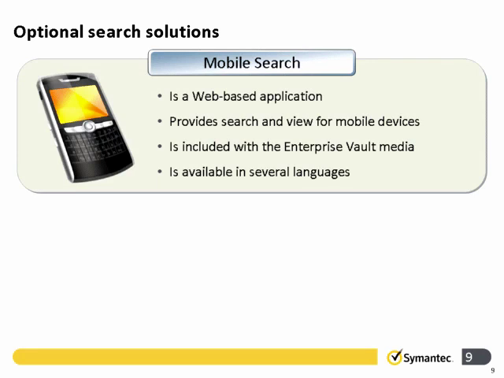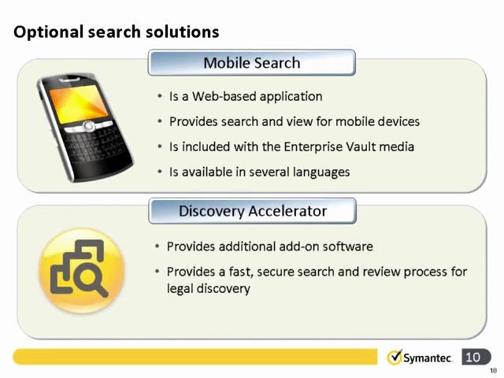Additional search types of applications that are available include the mobile search. This is a web-based type of an application. It provides both the capability for searching and viewing from a variety of different mobile devices, the items that you have archived. It is included in the distribution media for your Enterprise Vault environment, and it is available in several different languages. And we will be looking at this in a little bit more detail later in the lesson.